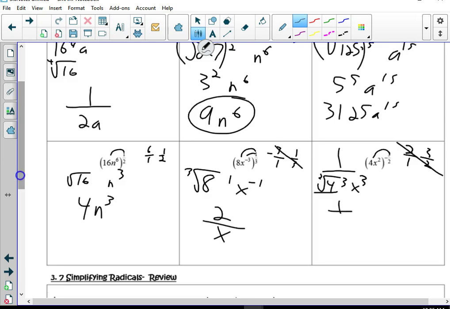So I have 1 over 2 cubed x cubed. And I just clean it up. 2 to the 3rd is? No. It's not 2 times 3. It's 2 times 2 times 2. 2 times 2 is 4, times 2 is 8.